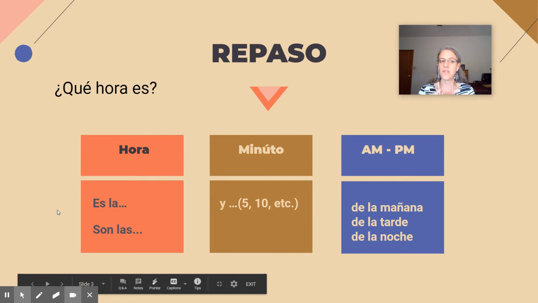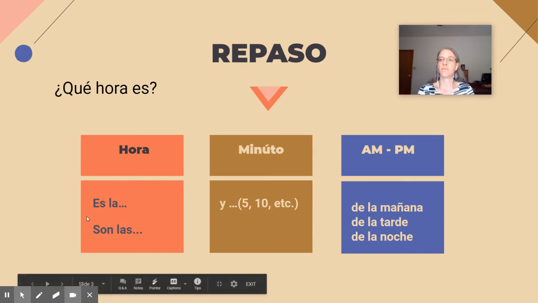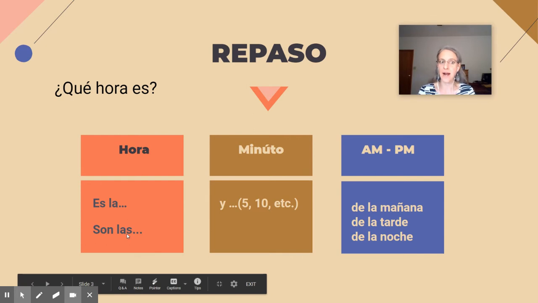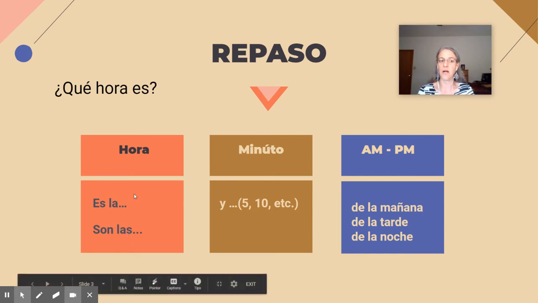Who remembers how to make that choice? When do we choose es la? And when do we choose son las? Muy bien. Es la is for the 1 o'clock hour, so we say es la una. Son las is for every other hour on the clock. Son las dos, son las tres, son las cuatro, cinco, etc. Okay, so make your hour phrase choice and tell the number of the hour.